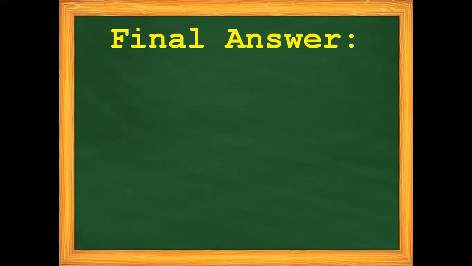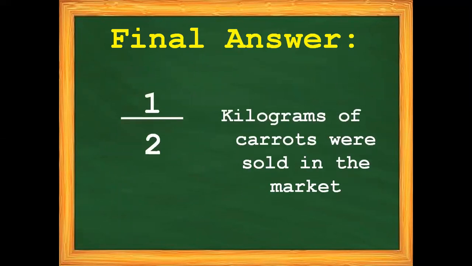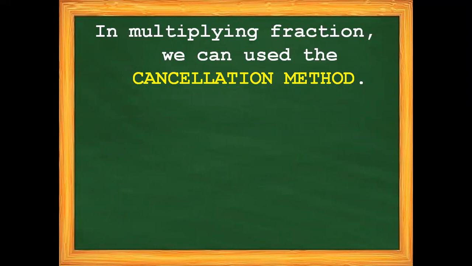Now, the final answer here is 1/2 kilograms of carrots were sold in the market. Let's try another method in multiplying fraction, and that is the cancellation method. So we have 11/4 times 2/11. So first, we need to factor or to give the prime factors of the given number.